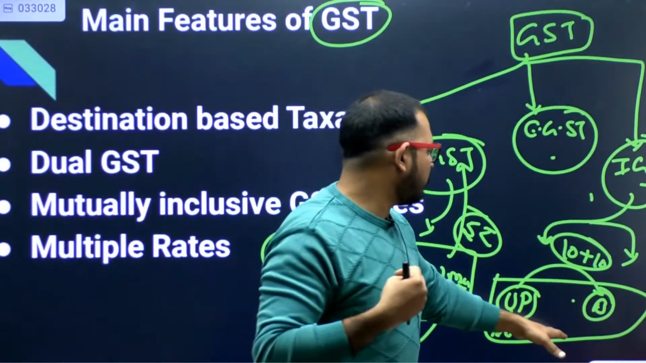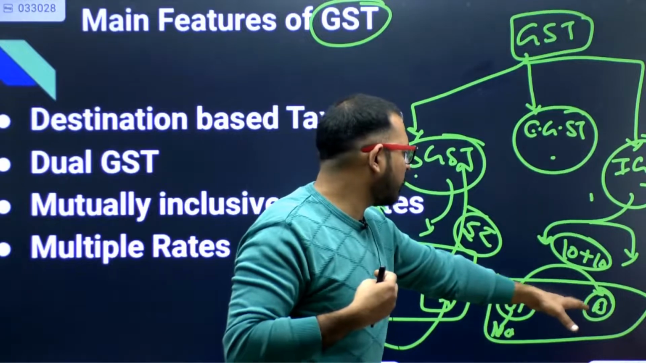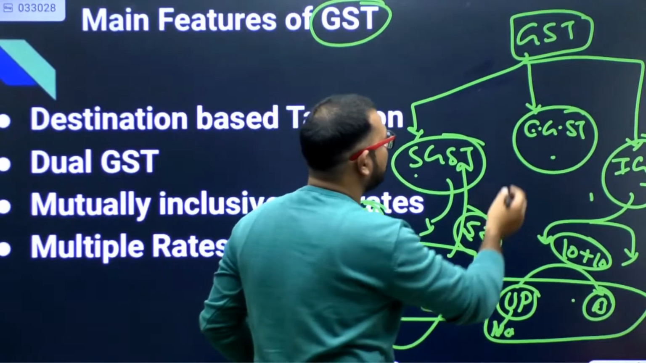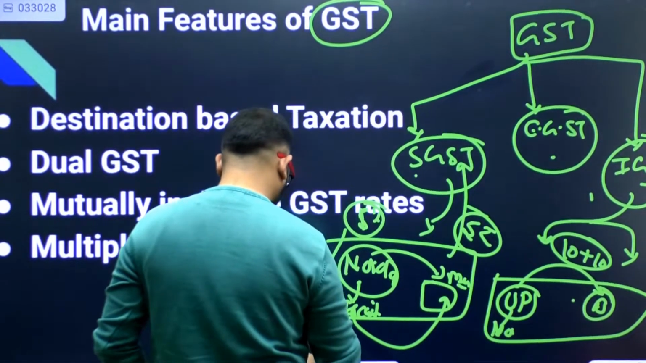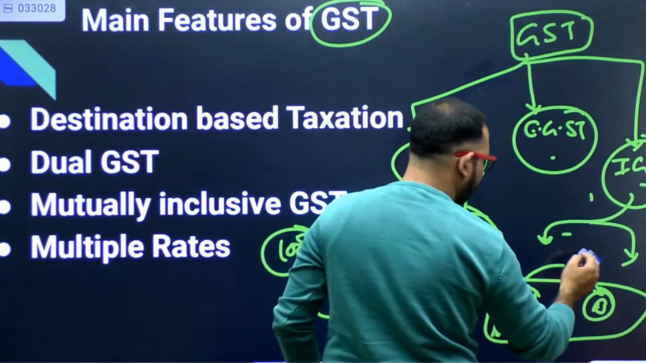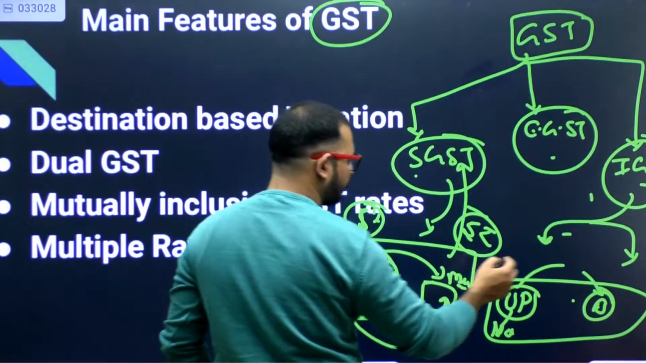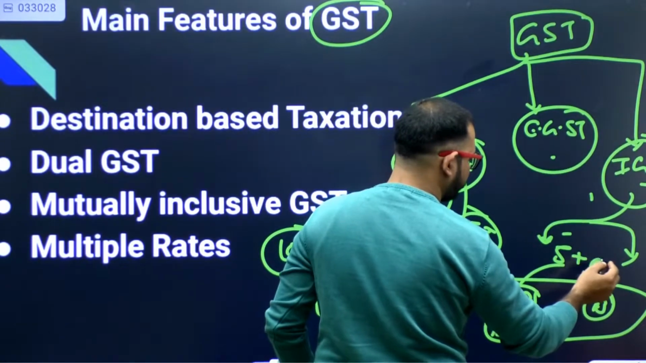So 10% will be split: 5% will go to Bihar and 5% will go to the center. 5 plus 5.